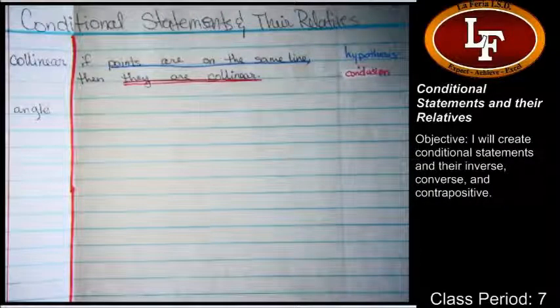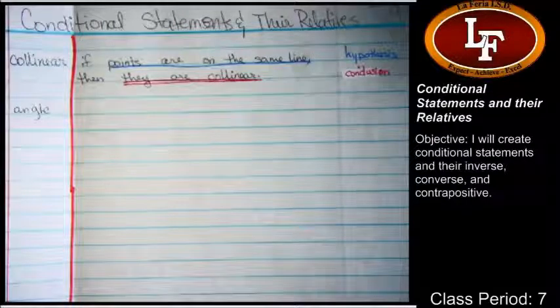So angles are formed by two rays that share an endpoint. How would we write that as an if-then statement? What's the condition for there to be an angle? What do you have to have? Same endpoint. What needs to share an endpoint? Two rays. So the condition is two rays that share the same endpoint.